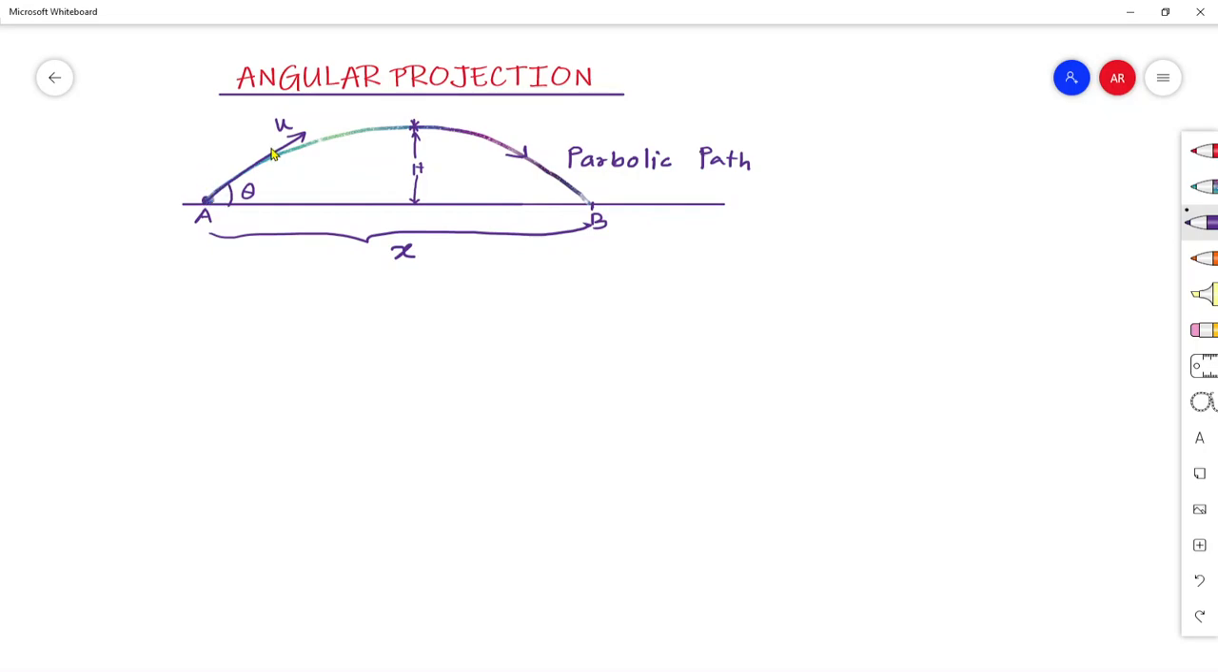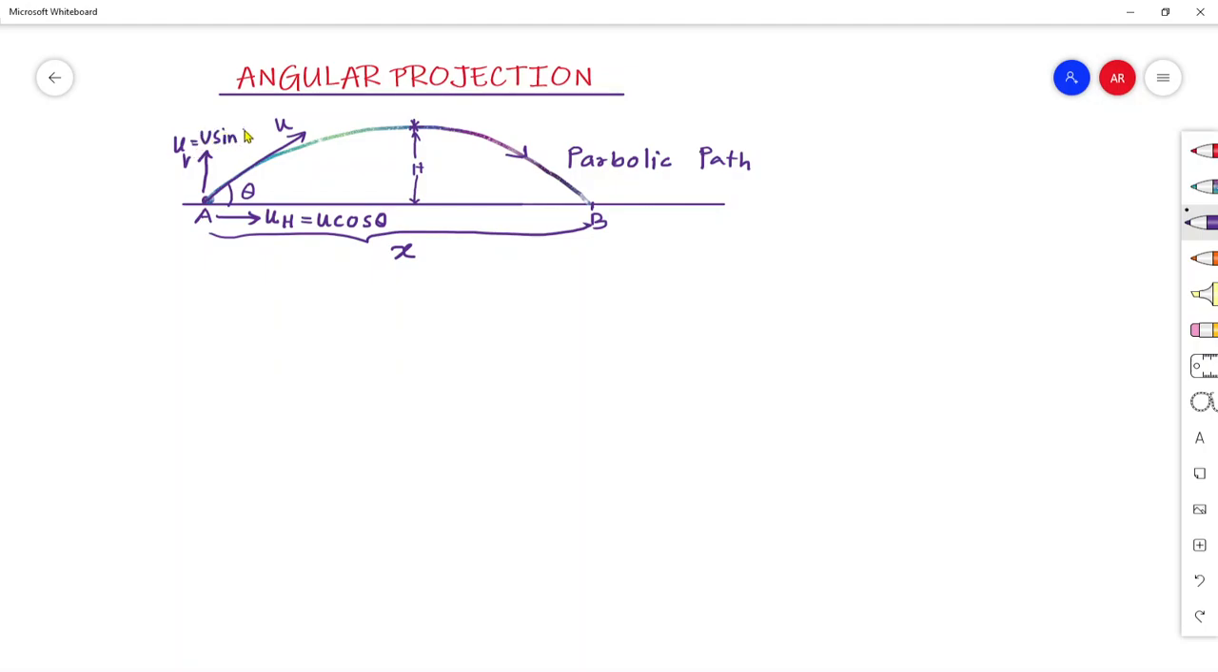So when the object has been projected with a velocity of u at some angle theta, obviously it has two components. One component is acting along the horizontal direction, which we call UH, and the other is acting along the vertical direction, which we call UV. UH stands for horizontal velocity, UV stands for vertical velocity. UH is U cos theta and UV is U sine theta.